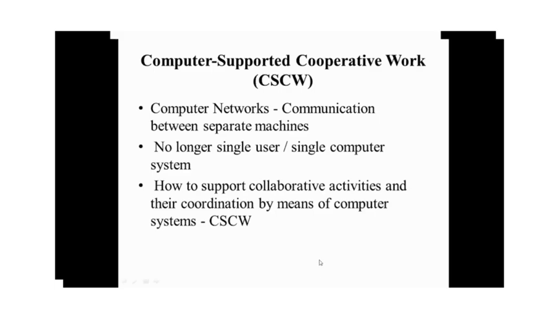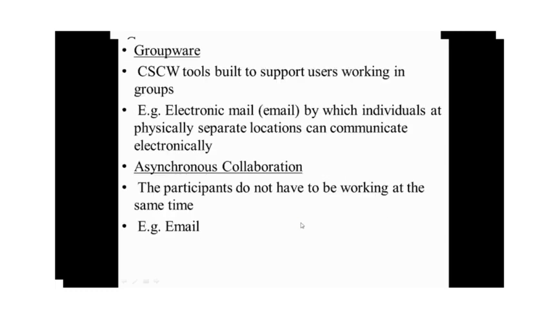Computer supported cooperative work, shortly CSCW. With computer networks, communication between separate machines, it is no longer a single user, single computer system. How do we support collaborative activities and their coordination by means of computer systems? Groupware is built to support users working in groups. Example: electronic mail, by which individuals at physically separate locations can communicate electronically.